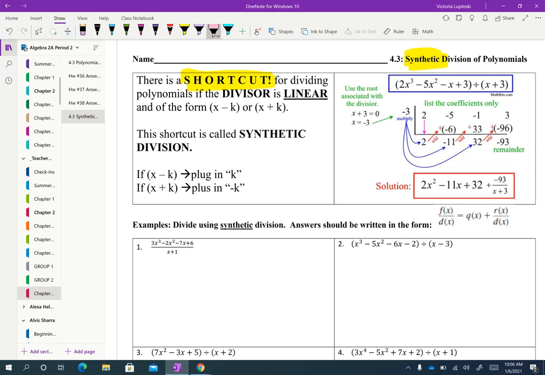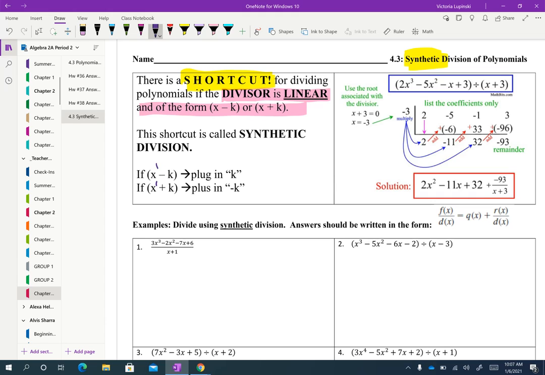And so in order for synthetic division to be an option, it means that the divisor has to be linear, which means it can only be of the form x minus k or x plus k, meaning that it can only be x to the first power. So if you were to go back to the long division homework from yesterday, as long as you had a divisor that was linear, you could use this technique and you would 100% get the same answer. For any problem that had a divisor that was not linear, you would not be able to use it, which means long division would be your only option.